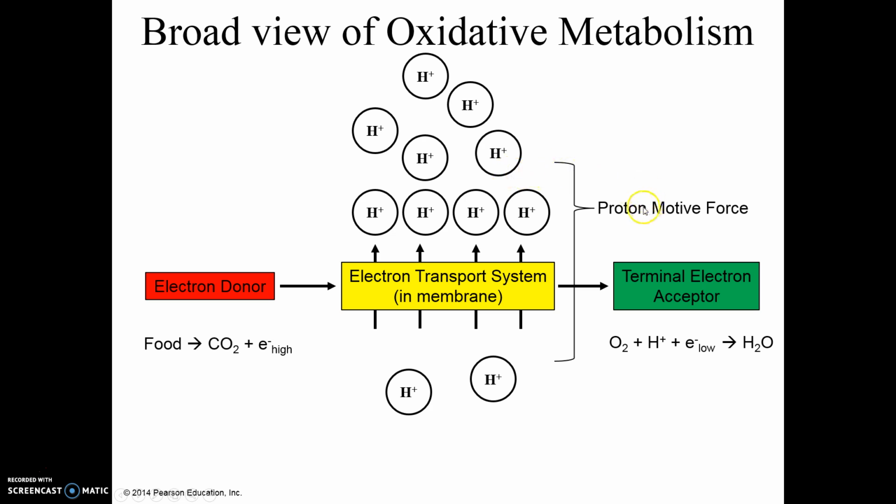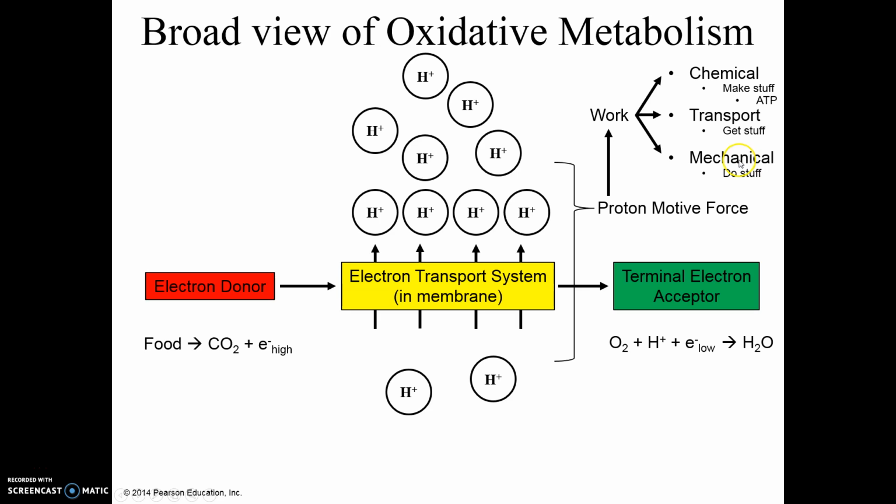This is something that we call the proton motive force. This is a biological battery. This electrochemical gradient is then going to be utilized to do work. And that work could be chemical work, like making ATP. It could be transport work, getting stuff, or it could be mechanical work, like doing stuff.